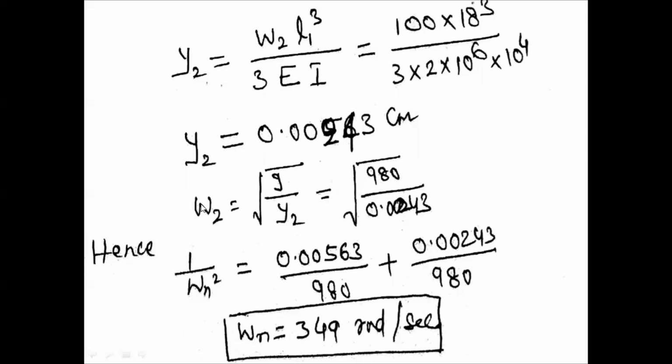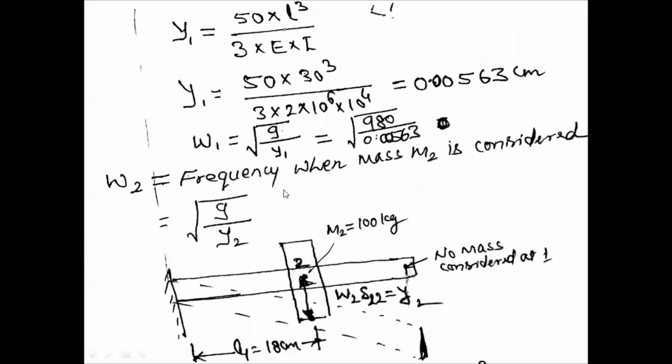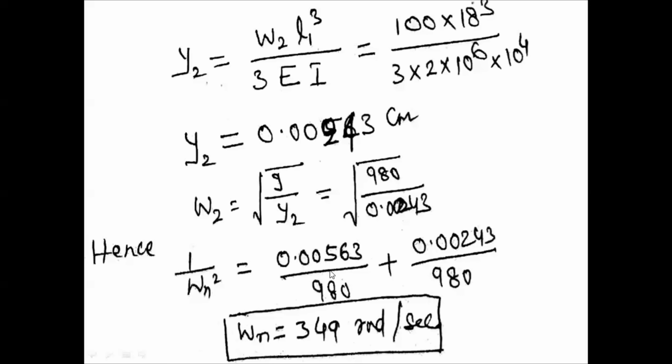Now, you have calculated omega 1 and you have calculated omega 2. So you can use Dunkerley's formula: 1 by omega n square is equal to 1 by omega 1 square plus 1 by omega 2 square. So omega 1 square value would be 980 by this, and 1 by omega square is the reverse of this value. So you put this value here. Similarly, you put another value of 1 by omega 2 square from here. You can get the value of omega n as 349 radian per second.